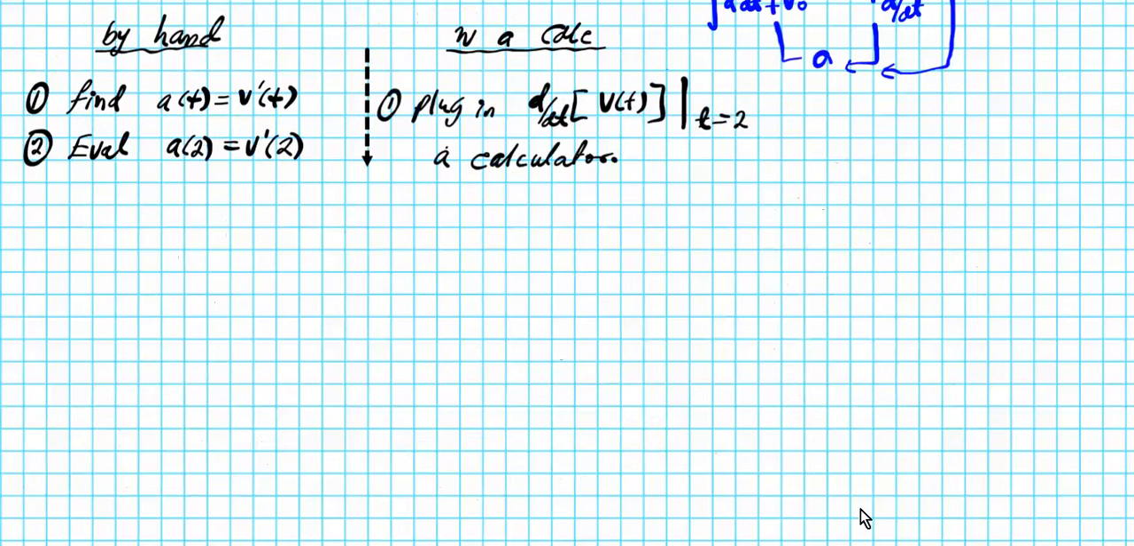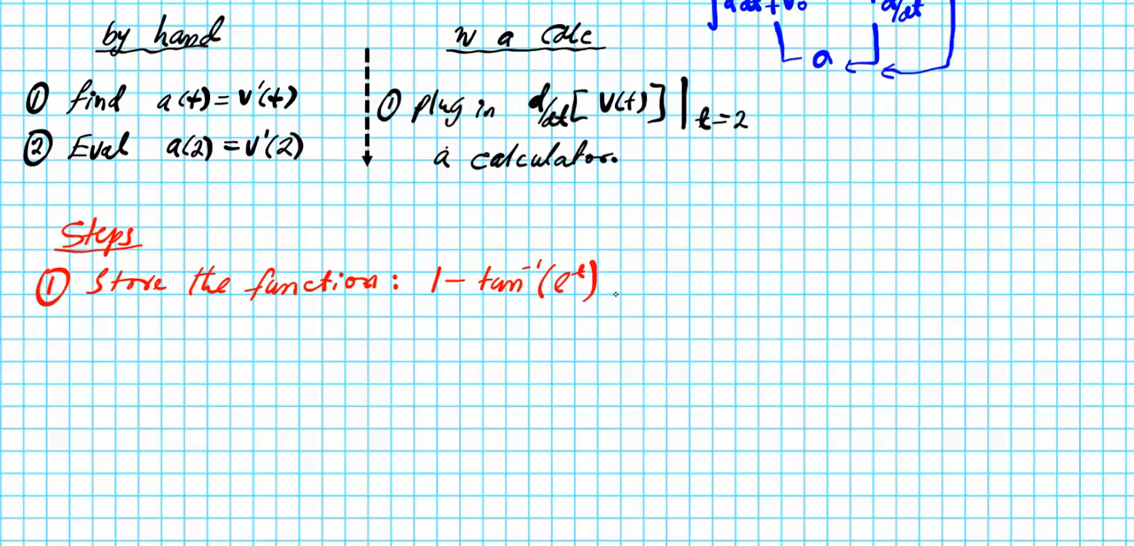So these are the sequence of steps we're going to follow, the calculator steps. Just to make our life easy, what we'll do first is we're going to store the function in the calculator, so we'll use it repeatedly for parts A, B, C, and D. Store the function. You do this by typing in 1 minus the arctan of e to the t. Just store it in v of t.